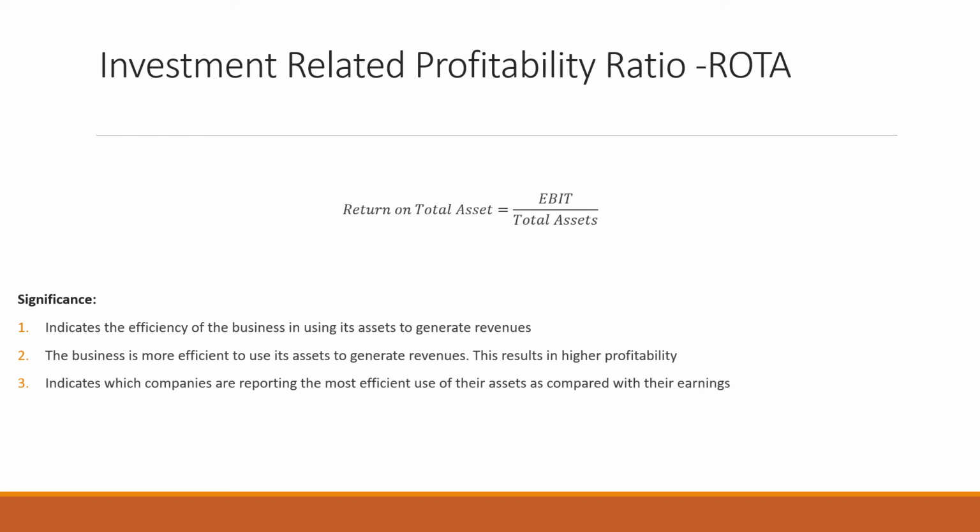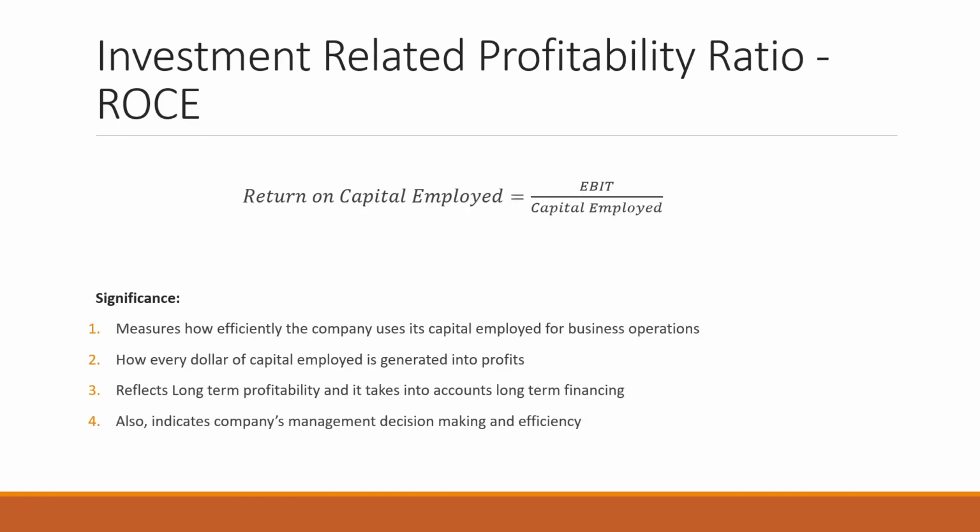It is an important metric which is often used for inter-firm comparison. The company with a higher ROTA is said to be more efficient in using its assets to generate revenues than the other. The second investment-related profitability ratio is ROCE, also known as return on capital employed. This is calculated by dividing EBIT by capital employed.